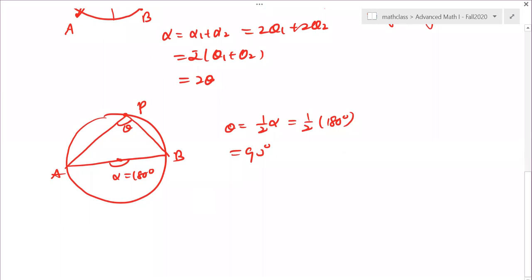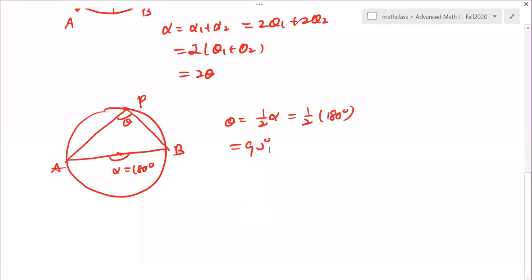This is always a right angle. So if the triangle is inside the circle and AB is the hypotenuse, then this must be a right triangle if AB is a diameter. Okay, if AB is a diameter, then this must be a right triangle.